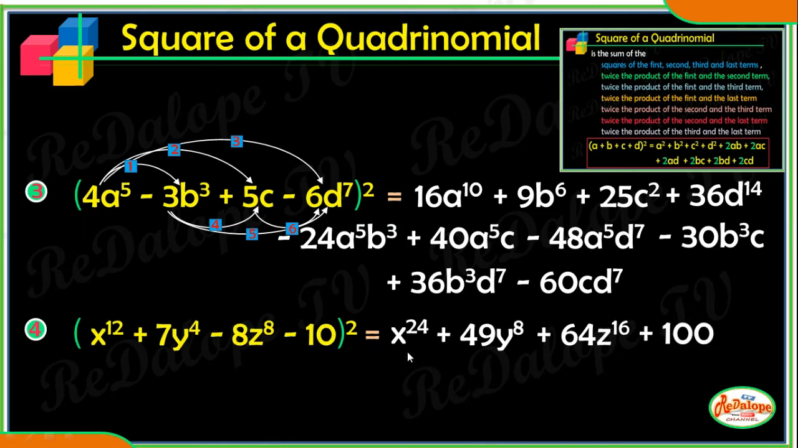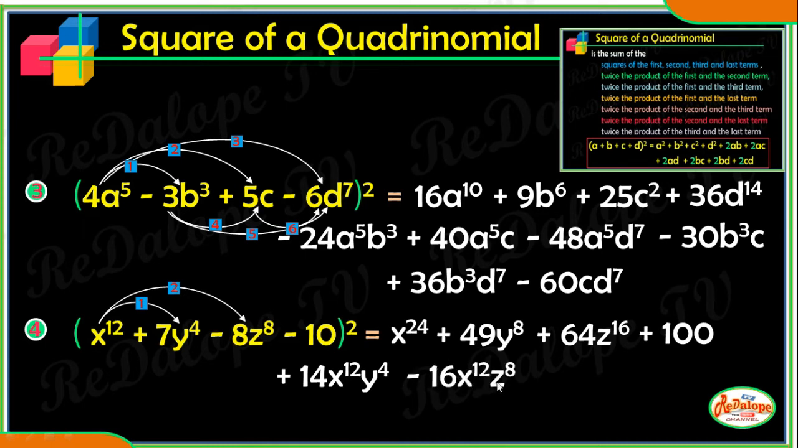Now to find the fifth term, we have x12 times 7y4, so that is 7x12y4 times 2, so that is 14x12y4. x12 times negative 8c8 is negative 8x12c8 multiplied by 2, so that is negative 16x12c8. And then multiply the first by the last term, so we have negative 10 times x12, so that is negative 10x12 times 2, so that is negative 20x12.